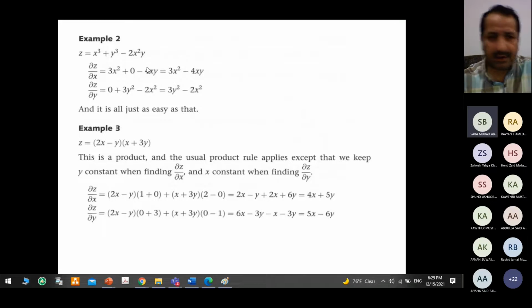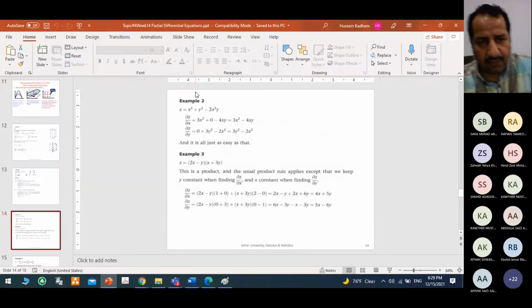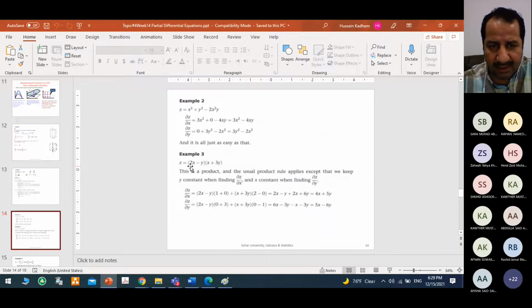Great. Now let's differentiate with respect to y. This is x to the power 3, its differentiation will be 0. This is y to the power 3, it will be 3y squared. This is minus 2x squared y, it will be minus 2x squared. So I arrive at the result here.